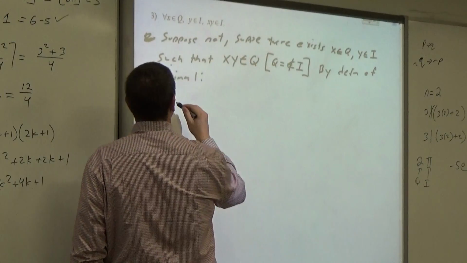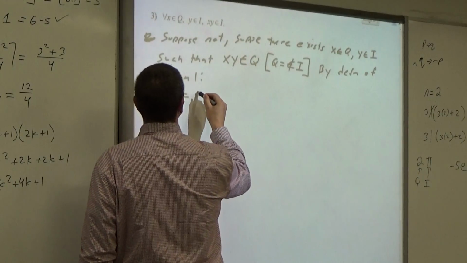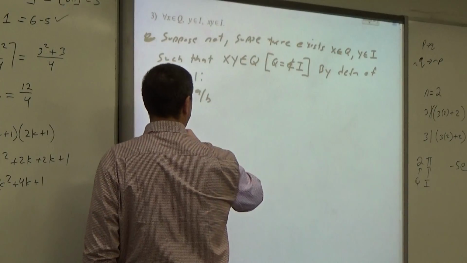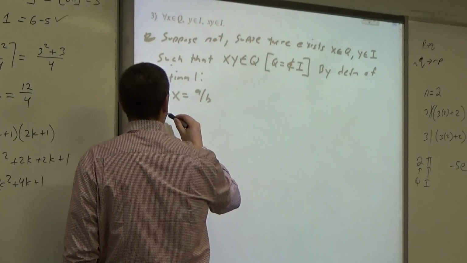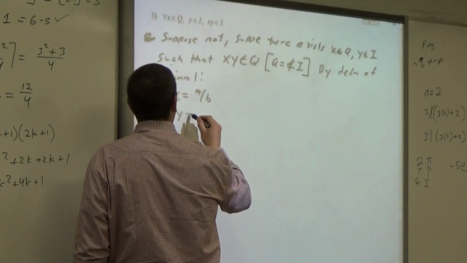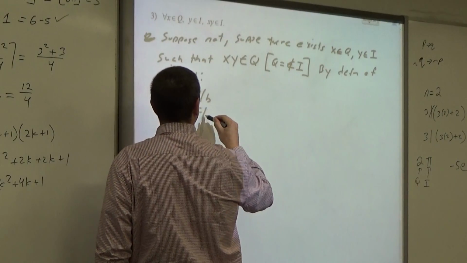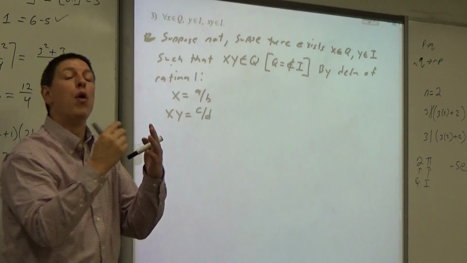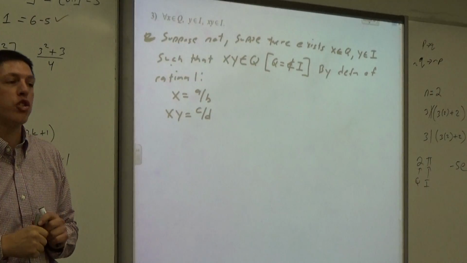we could say two things. We could say that x is equal to a over b, right guys? Mhm. And we could also say that what? xy is equal to c over d, right? Because both of those structures are indeed rational, right guys?